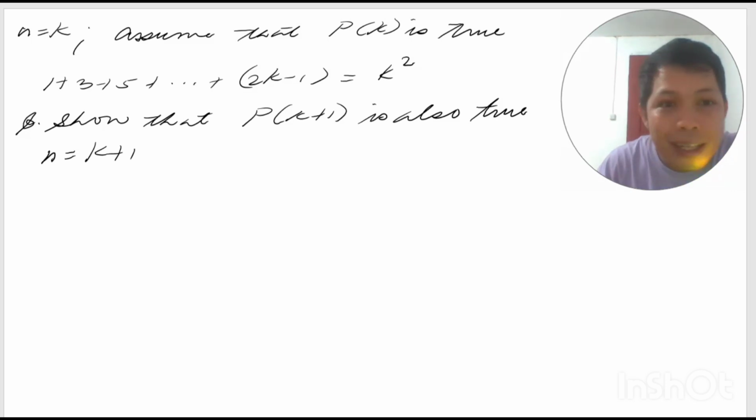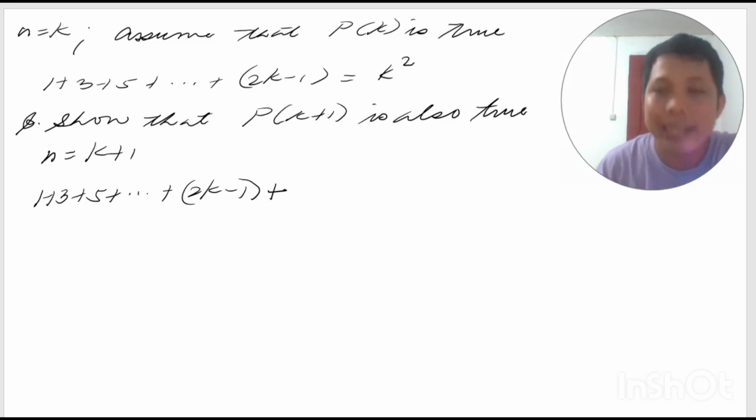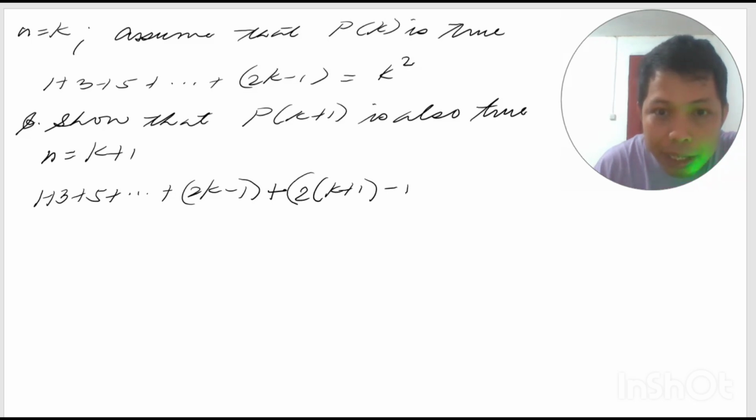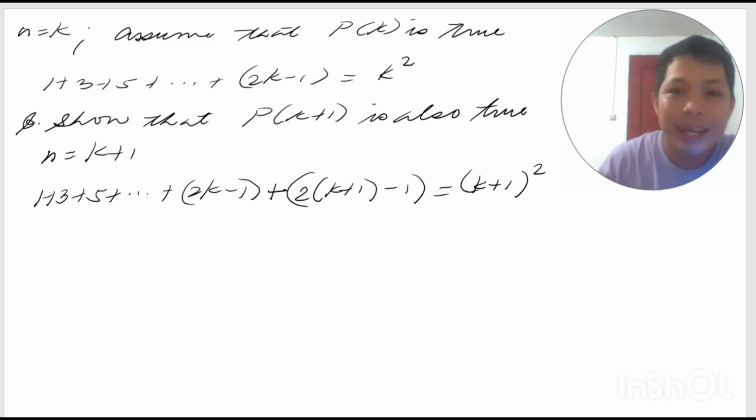From the given equation, we have 1 plus 3 plus 5 plus and so on plus 2k minus 1. We need to add the next term followed by 2k minus 1. So what are we going to add? The next term, k plus 1. We are just going to substitute k plus 1 in the variable k. So plus 2 times k plus 1 minus 1, and everything is equal to, on the right side of the equation, k plus 1 squared.